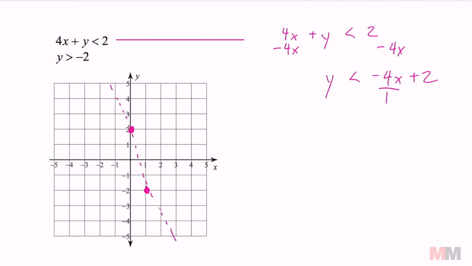Alright, 0, 0 is not on my line, so that is always my go-to point. And I'm going to plug that in. That's going to be my test point. I'll mark this as my test. 0 is less than -4 times 0 plus 2. See if that comes out true, and it does. That's true. So the section that is true is the side that you're going to shade. That is going to look like that.